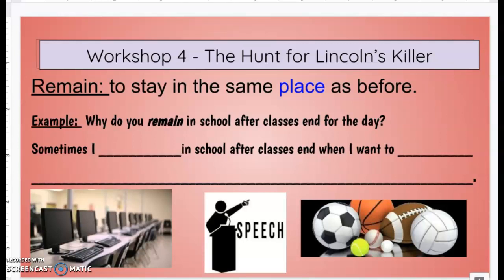or to work on the computers in the computer lab. So sometimes I remain in school after classes and when I want to do what? Go ahead and finish that example.